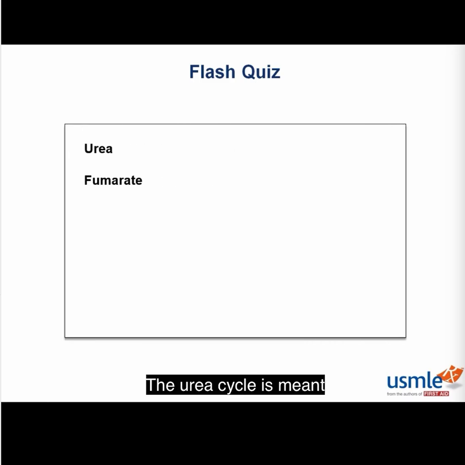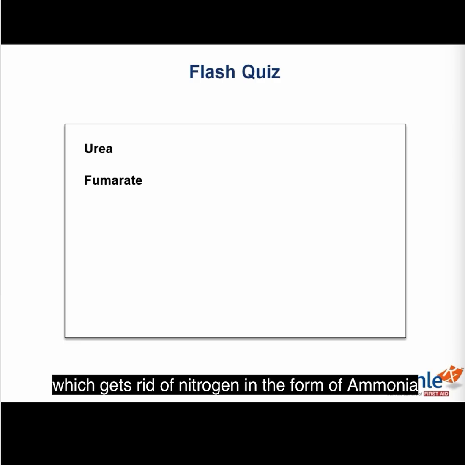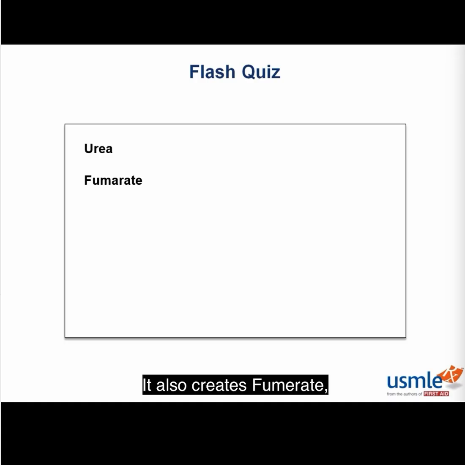The urea cycle is meant to excrete urea into the urine, which gets rid of nitrogen in the form of ammonia, which was formed in the body from the breakdown of amino acids. It also creates fumarate, which can be fed into the TCA cycle.